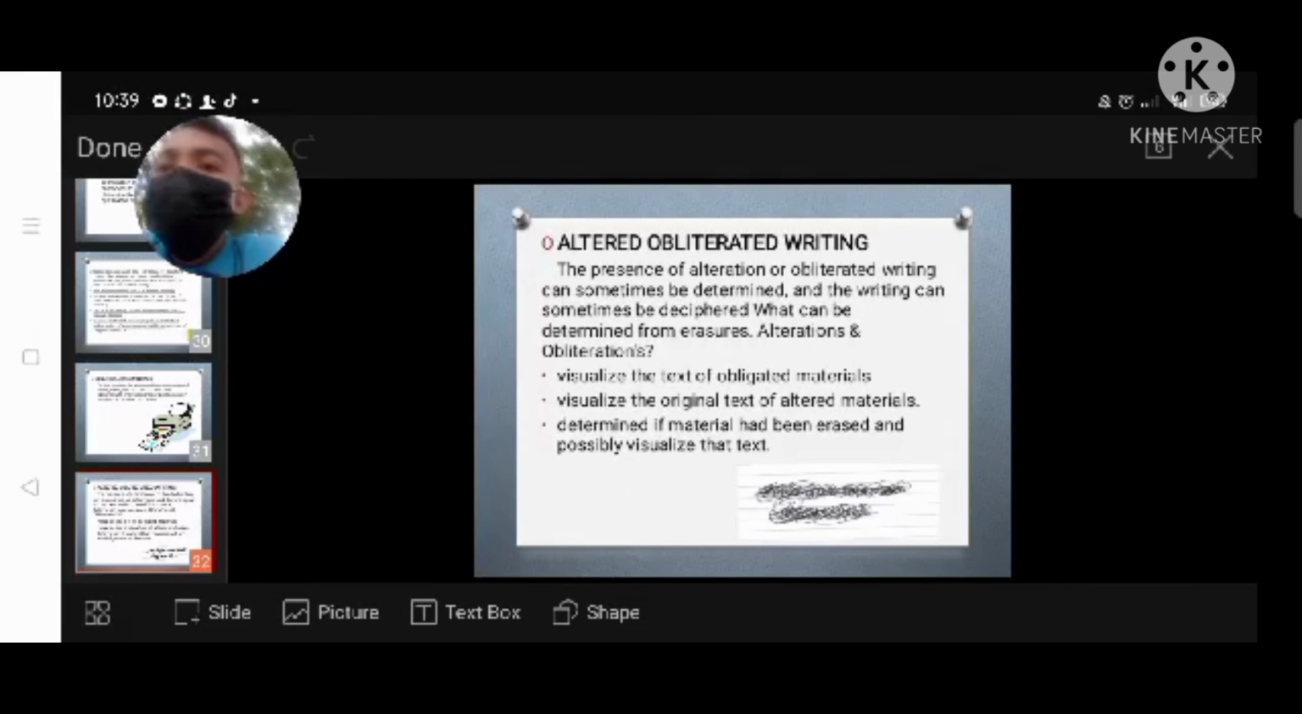Altered or obliterated writing. The presence of alteration or obliterated writing can sometimes be determined. The writing can sometimes be recovered. What can be determined from erasures, alterations, and obliterations? Visualize a text of obliterated materials. Visualize the original text of altered materials. Determine if material had been erased and possibly visualize that text.